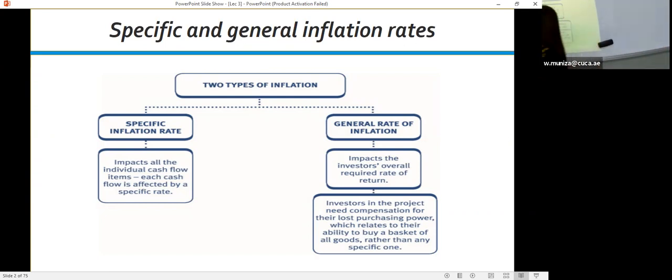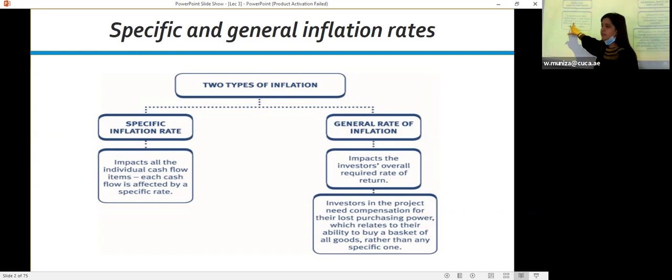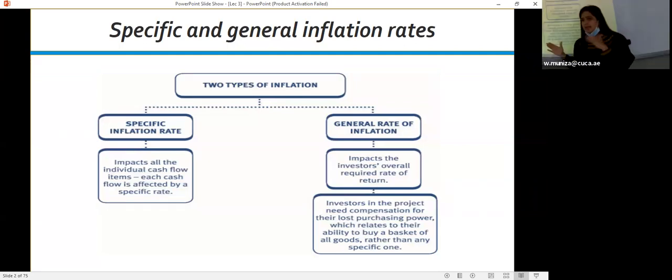Now, as they say, specific inflation rate impacts all the individual cash flow items. If a specific rate is given in your exam, you are going to encounter it together with the individual cash flows. You are going to take the effect for the individual cash flows. Each cash flow is affected by the specific rate. When there is a general rate of inflation, it impacts all of the cash flows in general.